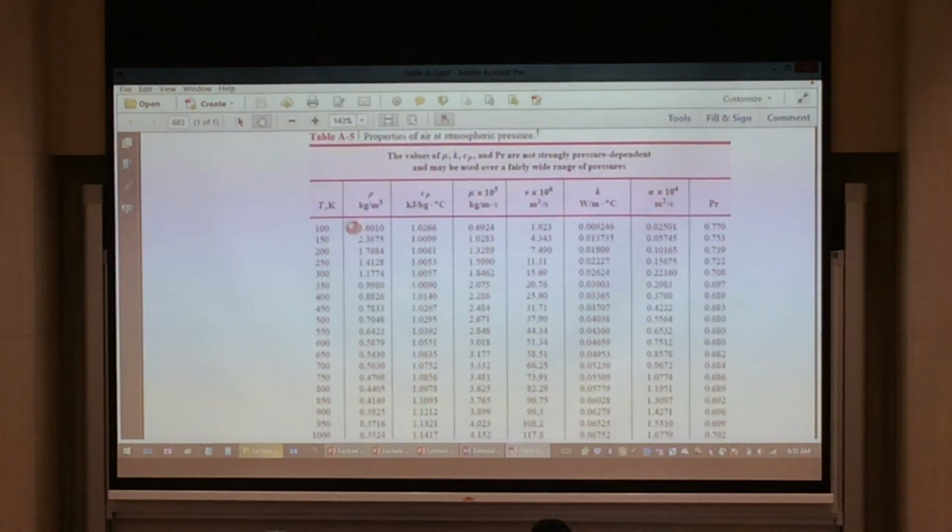The temperature, you could see that there's a list of temperatures over here. Different density, different specific heat, different kinematic viscosity, different dynamic viscosity, different thermal conductivity, thermal diffusivity, Prandtl number. So please have a close look at what you can find from this sort of table. And you can see that for different temperature change, there's correspondingly different property values. So we're going to find out what sort of temperature we're interested in and pick up that information.